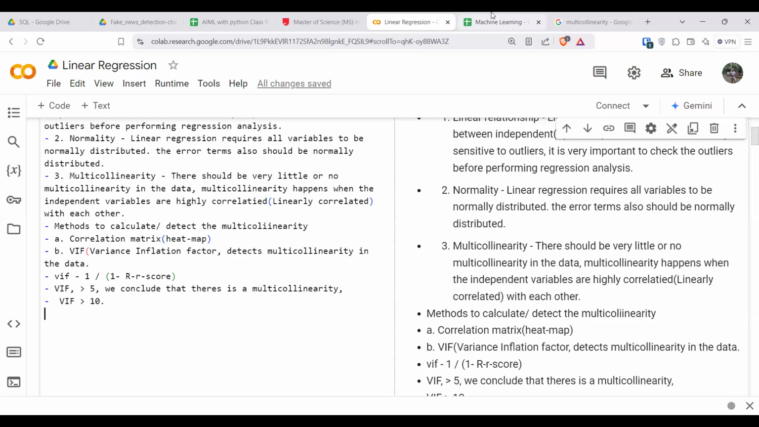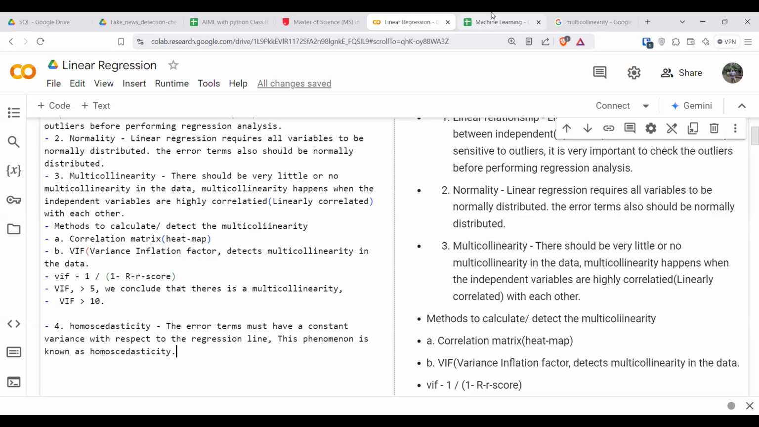And the fourth assumption that we have is related to homoskedasticity. This is also very important. The error terms must have a constant variance with respect to the regression line. This phenomenon is known as homoskedasticity, right? The presence of non-constant variance is referred to as heteroskedasticity.